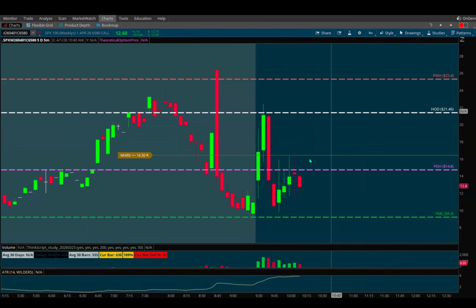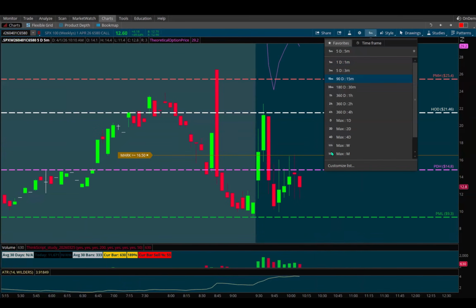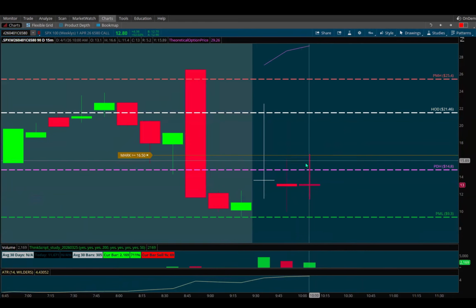But mainly I want to look at a 5 minute, I want to look at a 10 minute, and I want to look at a 15 minute. And I want to see a green close above that previous day high. That will tell me that bulls are back in control and we're ready to make new highs, or at least we're going to push towards the high of day, which was 2150.